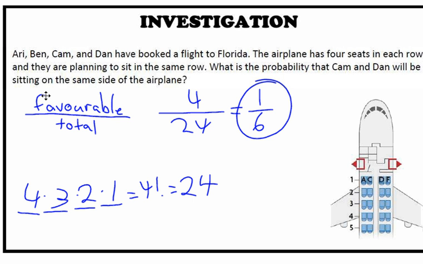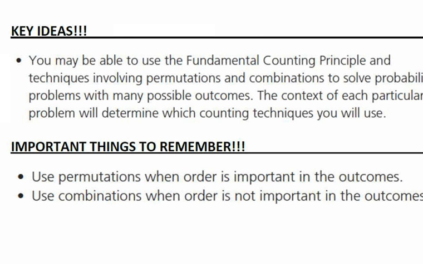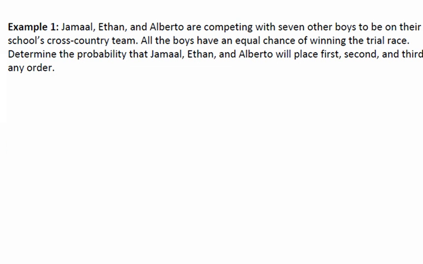Okay, and I guess I mean, because everyone's got different strength, right? Everyone can run differently. But okay, so let's just assume that they have an equal chance of winning. Determine the probability that Jamal, Ethan, and Alberto will place first, second, and third in any order. Okay, so it tells us right here in any order. So does order matter? No, in any order, right? They can finish in any order.